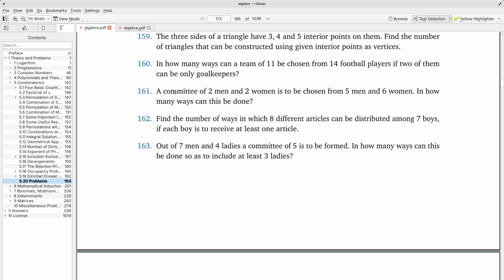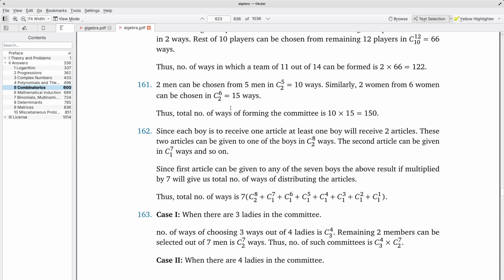Okay. So question 161 says that a committee of 2 men and 2 women is to be chosen from 5 men and 6 women. In how many ways can this be done? So we can choose 2 men from 5 men in 5C2 ways, that is 10 ways. And 2 women from 6 can be chosen in 6C2, that is 15 ways. So the total number of ways of forming the committee is 10 multiplied by 15, that is 150.